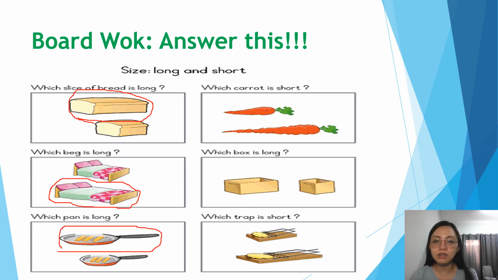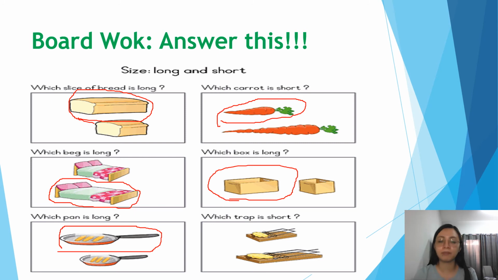Okay, now let's go with some items that are short. Which carrot is short? Is it the first one or the second one? Okay, it is the first carrot. How about the boxes? Which box is long? Is it the left box or the right box? Correct, the left box is long.